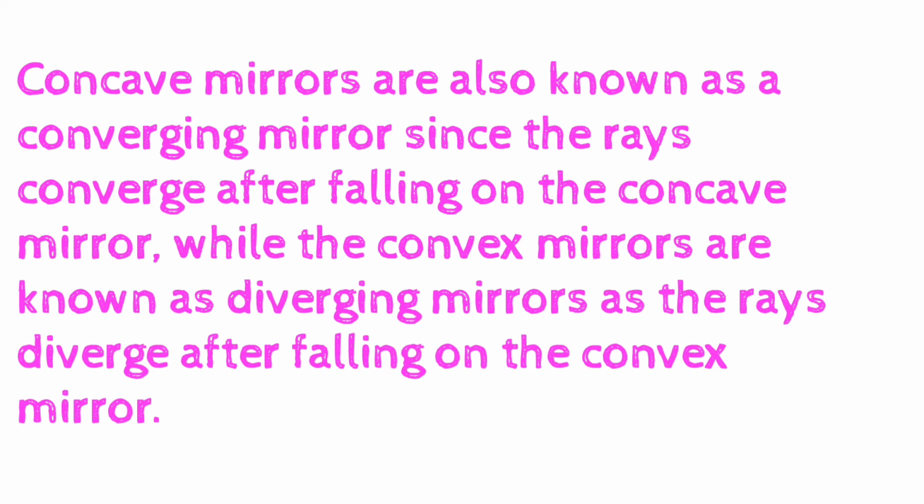So यहाँ पर convex mirror में जो diverging mirror होता है, rays diverge होती हैं, it will move outwards. Okay, so for concave mirror it will converge. Okay, so converging mirror is a concave mirror and diverging mirror is the convex mirror. So it is a diverging mirror as the rays diverge after falling on the convex mirror.